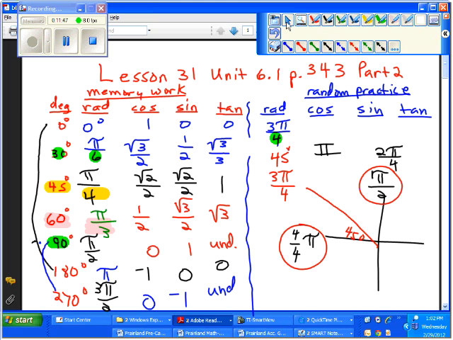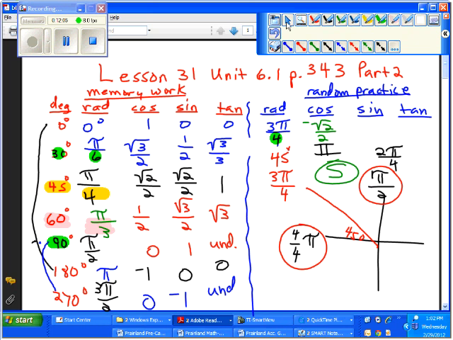Now let's talk about all the little things. What is the cosine of 45 degrees? Square root 2 over 2. Is cosine positive or negative in quadrant 2? Well, the only thing that's positive in quadrant 2 is sine.